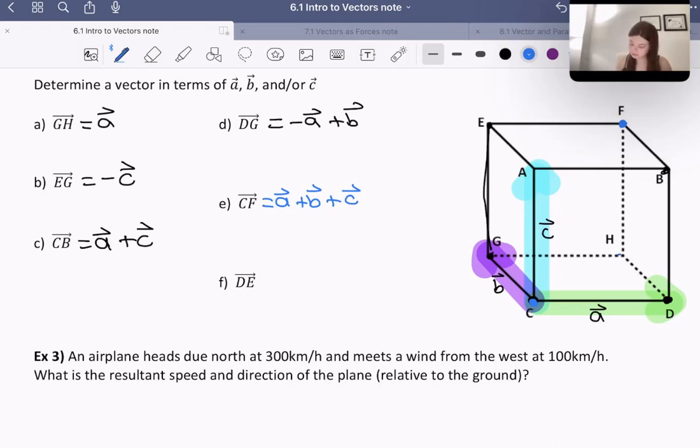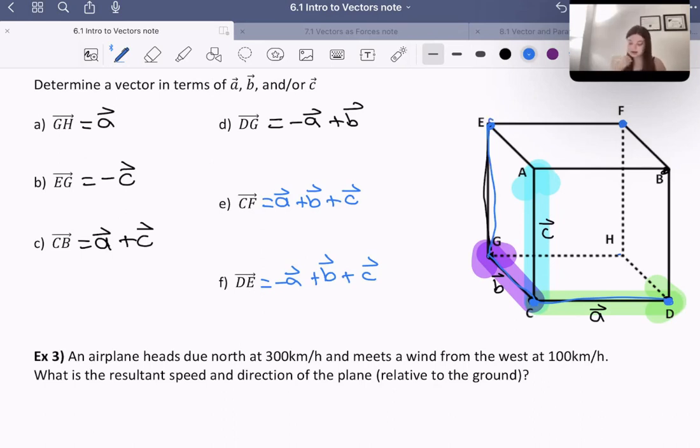All right, and what about DE? Well, D is all the way over here and E is all the way over here. So we're going to have to use all of them. But this time, I think we should go backwards for A, right? So we'll do negative vector A, and then we'll use B, and then we'll go up to E and use C. So plus B plus C, right? So backwards A and then forwards B, and then also forwards C, right?